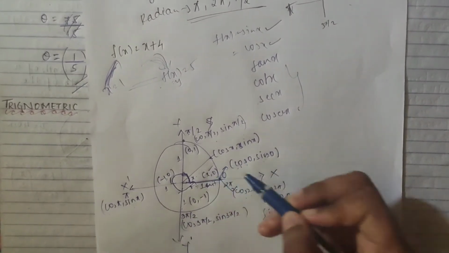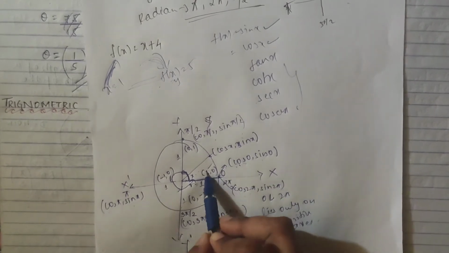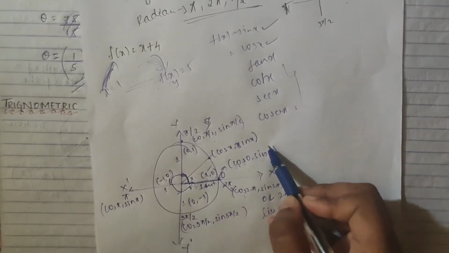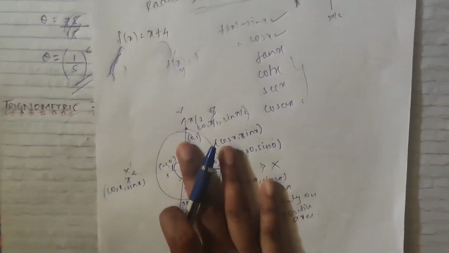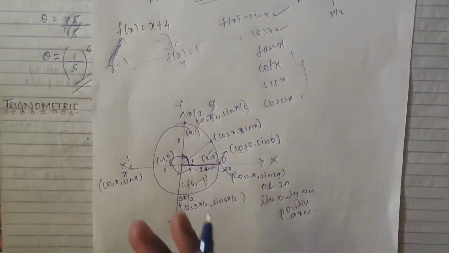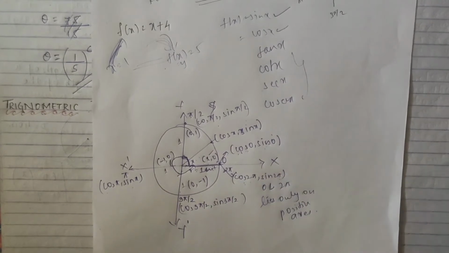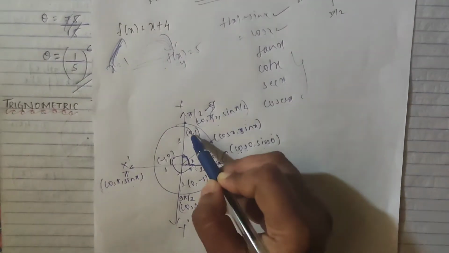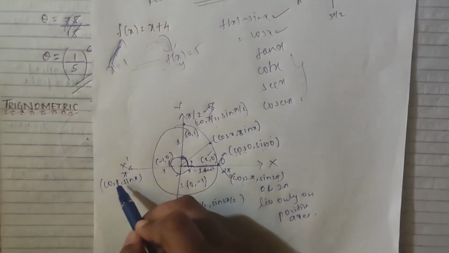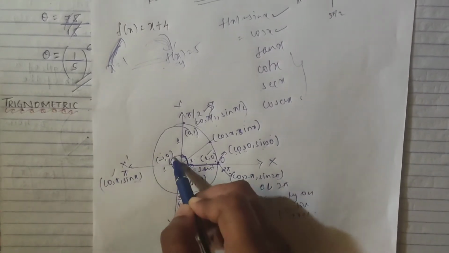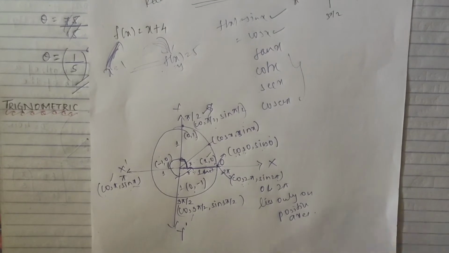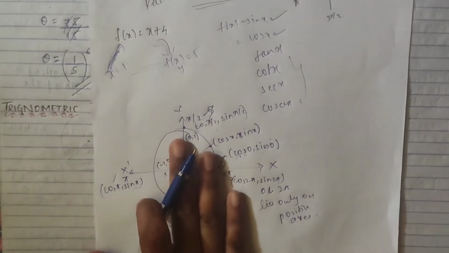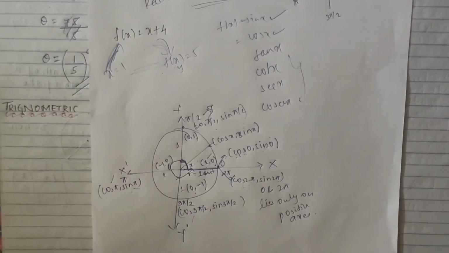Cos 0 is 1, and cos 2 pi is also 1; sin 0 is 0, sin 2 pi is also 0. Everything is a bit crowded, there is not much space, so please concentrate properly on what I am telling. Here cos pi by 2 is 0, sin pi by 2 is 1, cos pi is minus 1, sin pi is 0, cos 3 pi by 2 is 0, sin 3 pi by 2 is minus 1. We will make a table so that it will be clear for you.